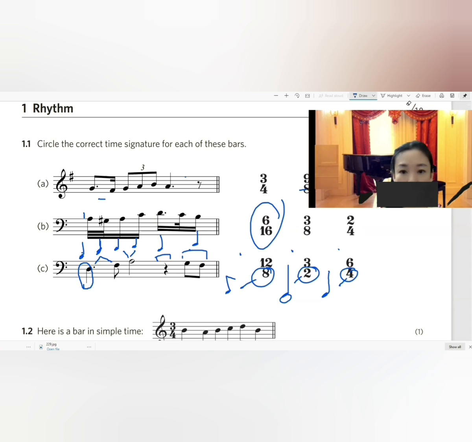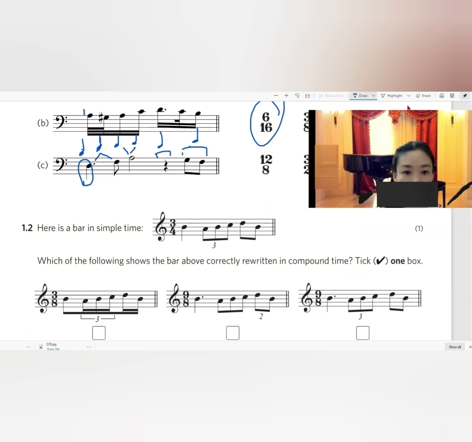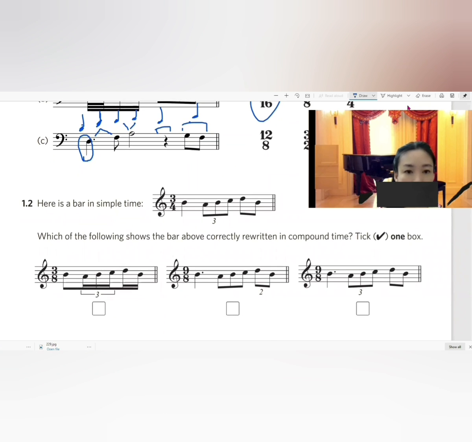6 crotchets in total. So the answer will be here, because 4 represents crotchet. So in this case, it has to be 6/4, because there are 6 crotchets in the bar. Here is the bar in simple time, 3/4 time. Which of the following shows the bar above correctly written in compound time?